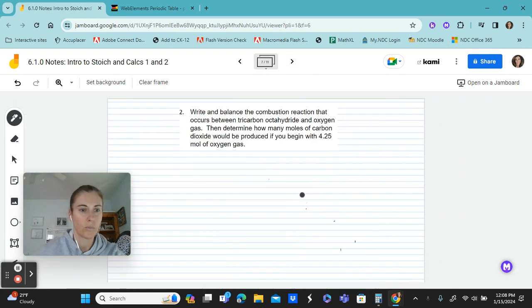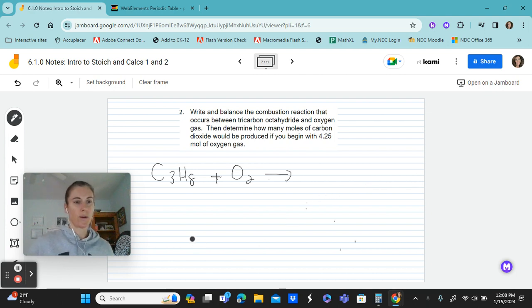Okay, here's one more, but this is going to take it a step further. You have to write the equation first, the combustion reaction, which is oxygen as a reactant, and you have tricarbon octahydride. So if we have oxygen with it, you could predict the products and then balance it first. That is essential before we can do any Stoich problem.